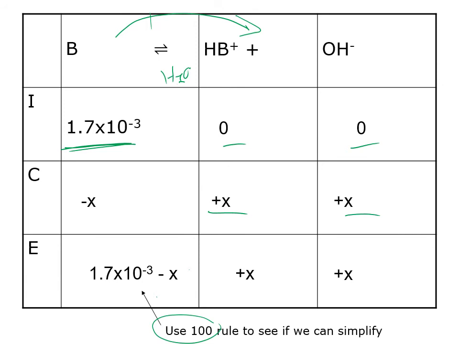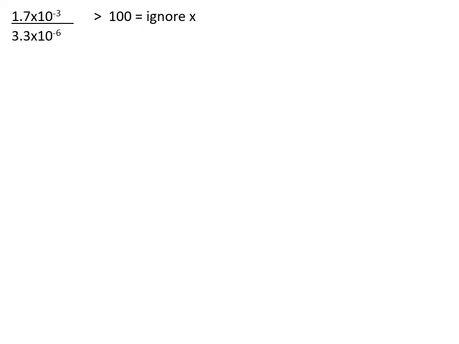And again, if you want to ignore this x here, you could check the 100 rule and ask, is this x going to be small enough relative to the concentration here that I could probably ignore it? So whatever value it is, if I took it away from 1.7 times 10 to the negative 3, it wouldn't change that number significantly. So would I be able to ignore it? You divide the concentration by the K value, in this case the Kb for this base. And we're asking, how much is it actually going to shift to the right? That ends up with a number that is over 100.